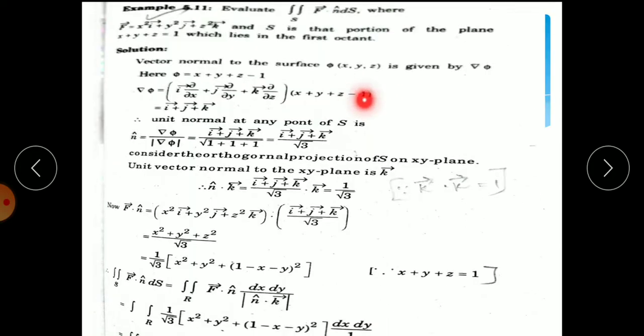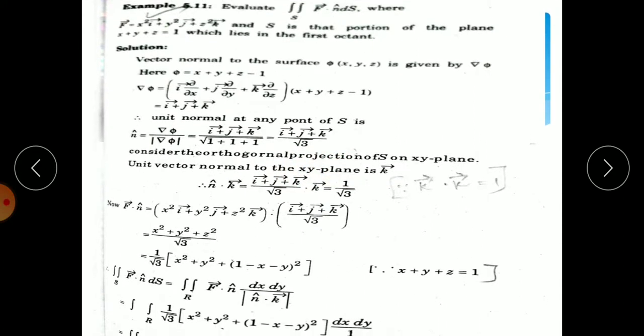We have seen in the last class that del is i into dou by dou x plus j vector into dou by dou y plus k vector into dou by dou z. So phi is that value. If you multiply, after differentiation we get i vector plus j vector plus k vector, and the constant becomes 0. So the unit normal vector is n cap equal to del phi by modulus of del phi. Modulus means the root of the squares of those values, so root 3 will come.